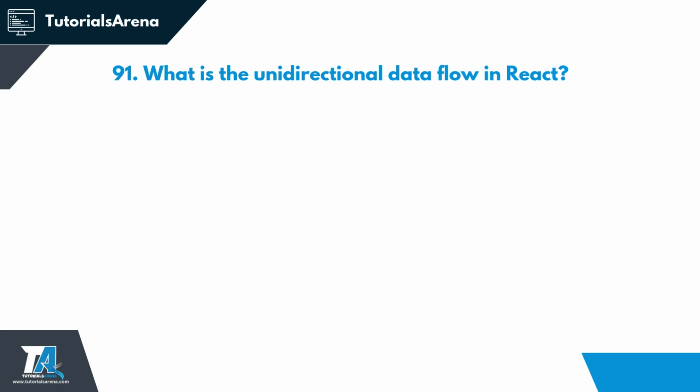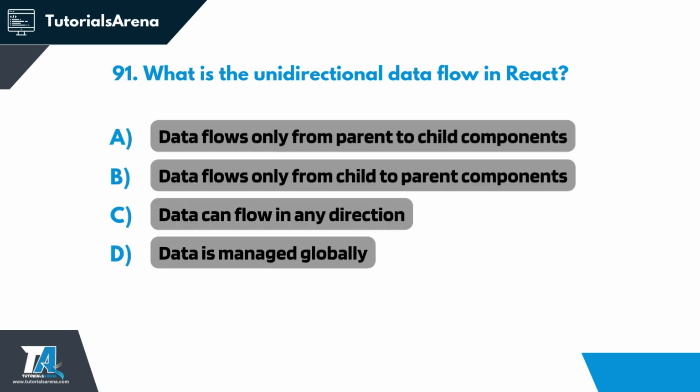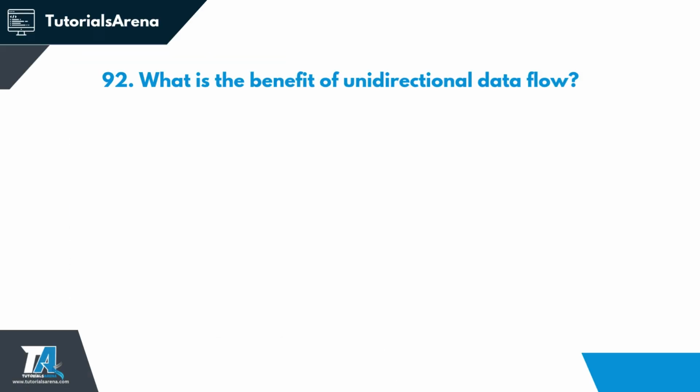Question 91. What is the unidirectional data flow in React? The options are option A, data flows only from parent to child components. Option B, data flows only from child to parent components. Option C, data can flow in any direction. Option D, data is managed globally. The correct answer is option A, data flows only from parent to child components. Moving on to the next question.